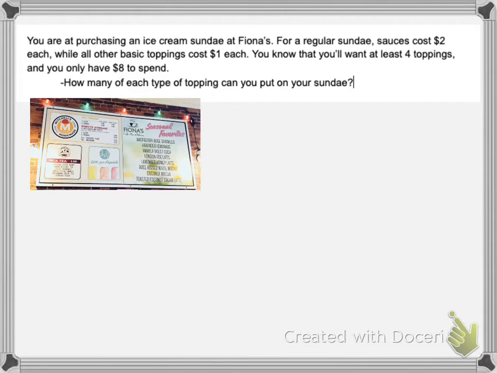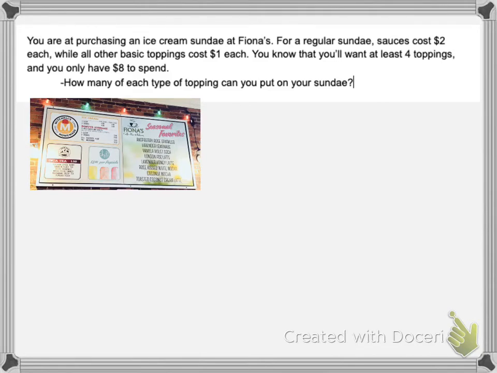So in this hypothetical scenario, you're purchasing an ice cream sundae at Fiona's. For a regular sundae, sauces cost $2 each, and all other basic toppings, so like sprinkles, crushed nuts, Oreos, would cost $1 each. You know that you want at least 4 toppings, because if you get any less than that, it's pretty boring, but you only have $8 to spend.